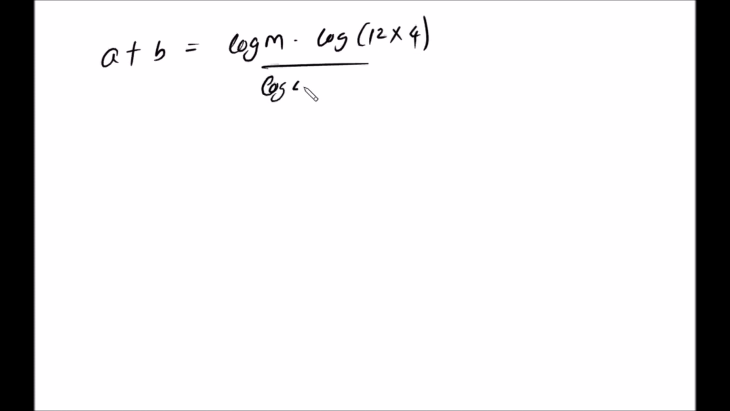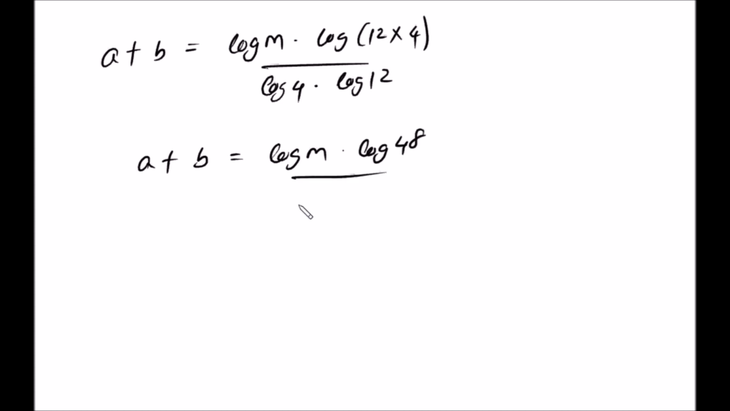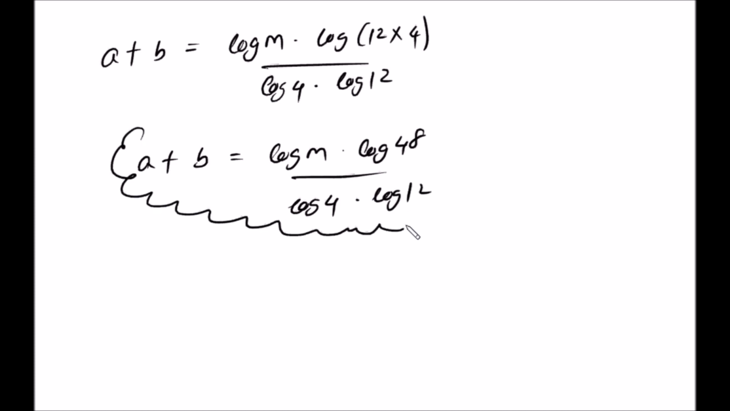Kwa hiyo kumbe a plus b sasa itakuwa sasa, unaikumbuka ile log m ya nje times log of 12 times 4 kama hivi over log of 4 times log of 12. So 12 times 4 ni 48. Kwa hiyo kumbe a plus b ni sasa na log of m times log of 48 over log of 4 times log of 12. So hii ni a plus b. So ikamate hii, tutaitumia.